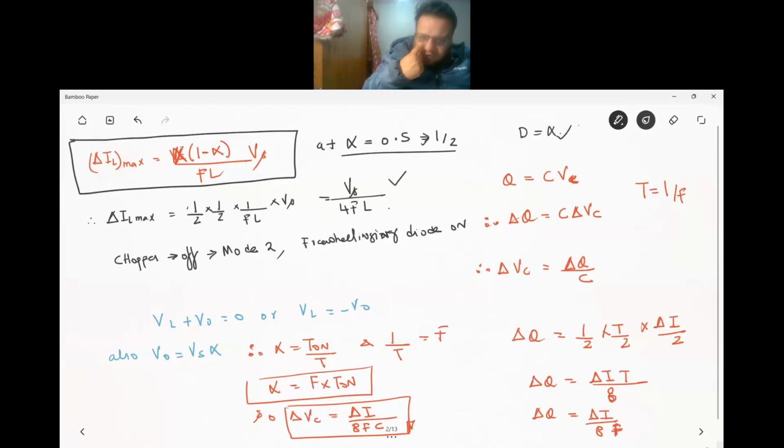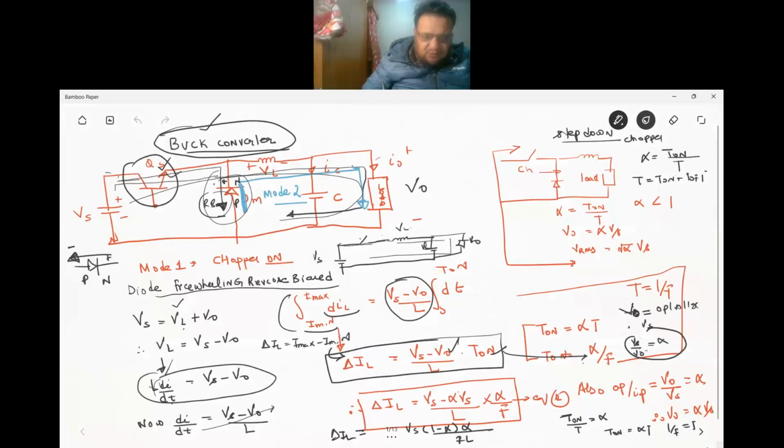Now, when the chopper is in off mode and the freewheeling diode is on, if you go back to the circuit, the chopper is in off mode. So this part of the circuit is getting disconnected. Only the remaining part of the circuit is from the freewheeling diode. So you are having this VL, you are having this capacitor, and you are having the load outside it.